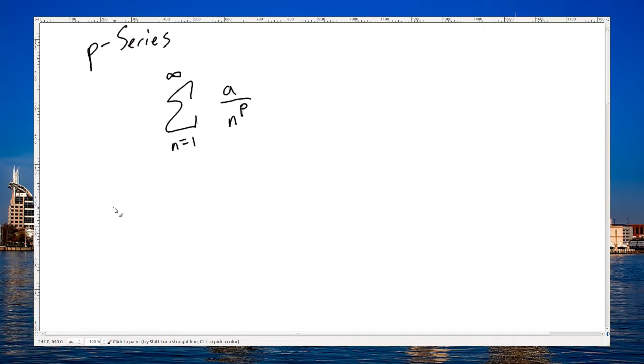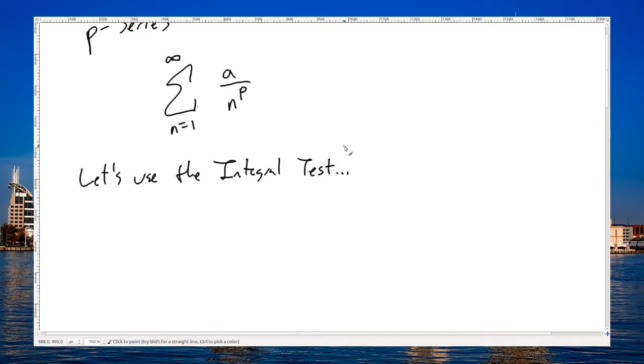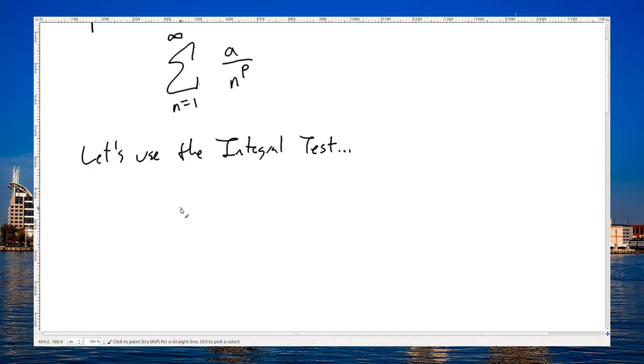So what are we going to do? We'll do this once, and then we'll be done with it forever for a series of this type. So the integral from 1 to infinity of a over x to the p. And let's see, I could rewrite that. It'd be a little bit easier to rewrite that as a x to the negative p, wouldn't it? 1 to b, and b is going to limit to infinity, dx.